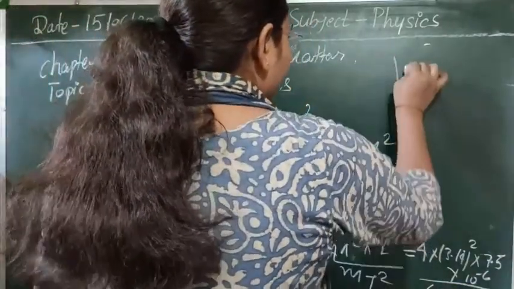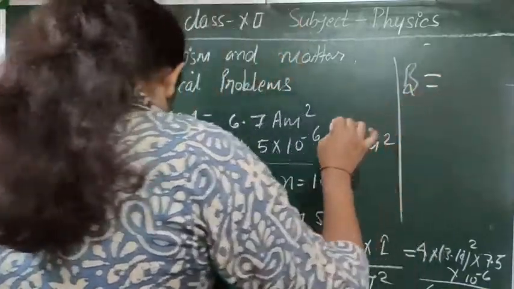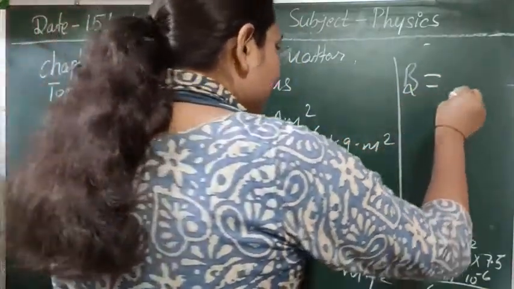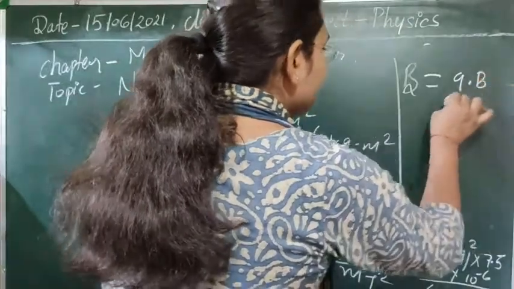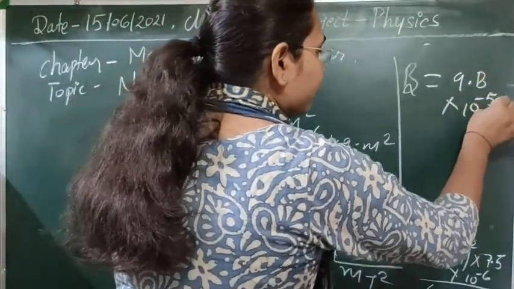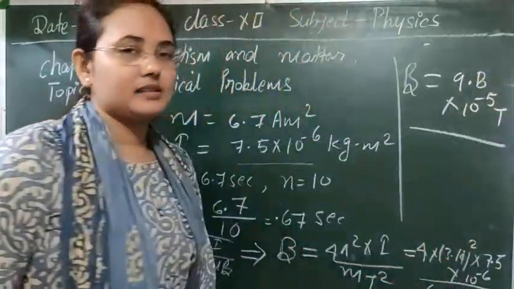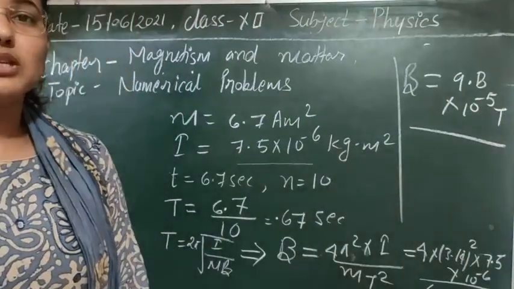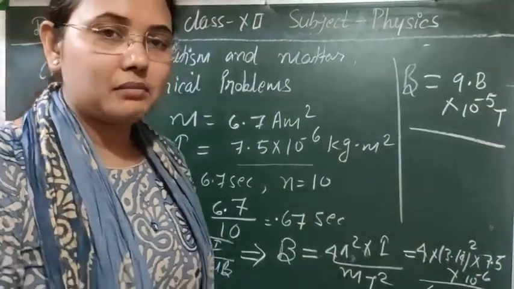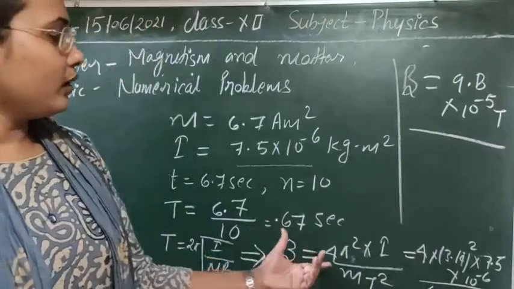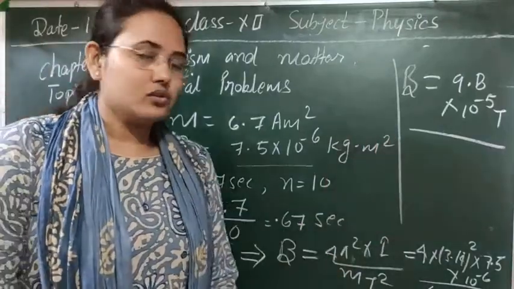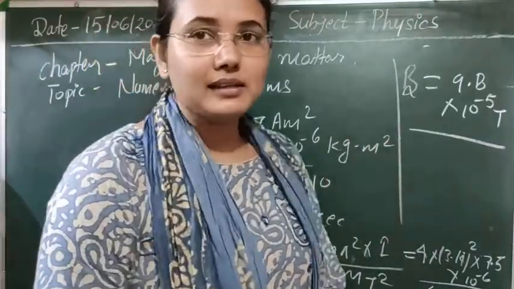After calculation, the magnetic field comes out to be 9.8 into 10⁻⁵ Tesla. So this is our answer here. Easily, by using the suspension and oscillation method, we can also calculate the external magnetic field. So I think the first numerical is now clear.